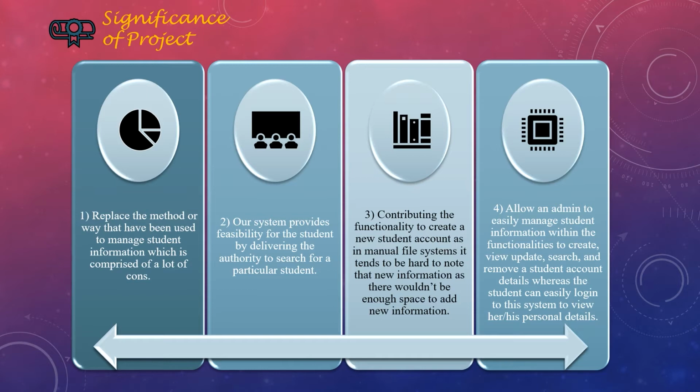Moreover, the system that we are developing supports creating a new account, whereas in a manual file system it tends to be hard to note new information as there will not be enough space to add it. The manual file system is more complicated for performing such things easily and quickly, compared with a digital system, which allows us to effectively manage student account details with more functionalities.